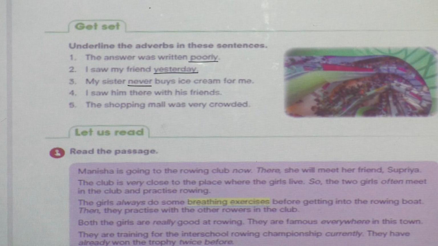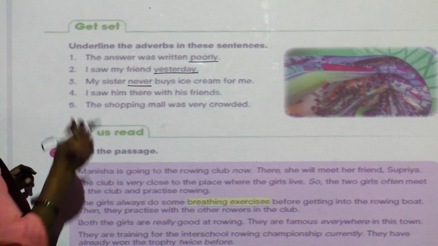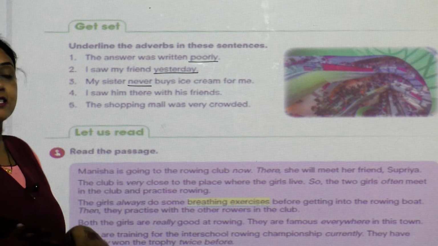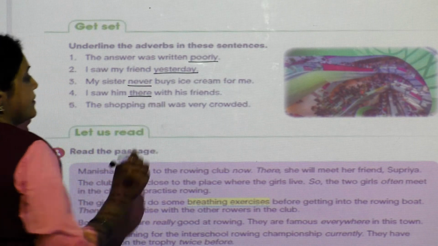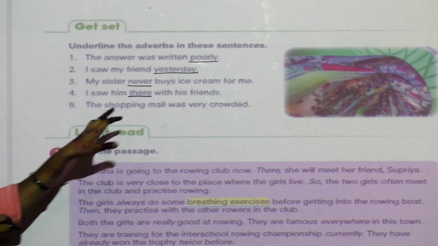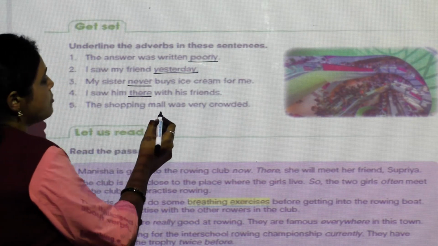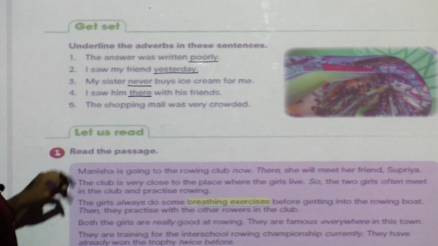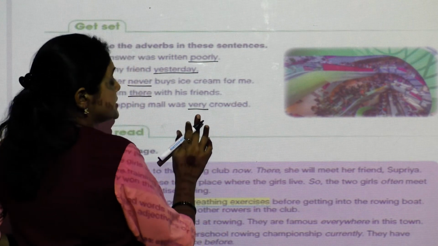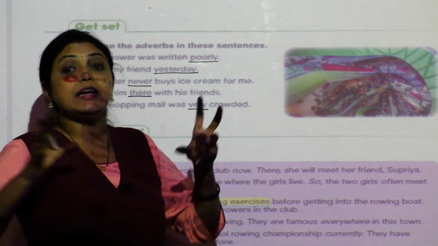I saw him there with his friends. I can say I saw him with his friends. But it is indicating, means showing, the place, that there I saw him with his friends. So here there is the adverb. The shopping mall was very crowded. So here it is telling us more about the crowd, that it was very crowded.